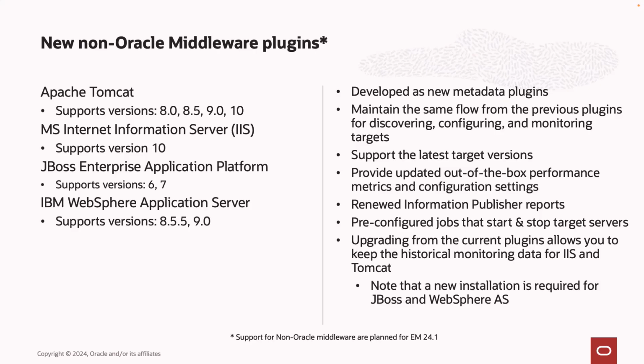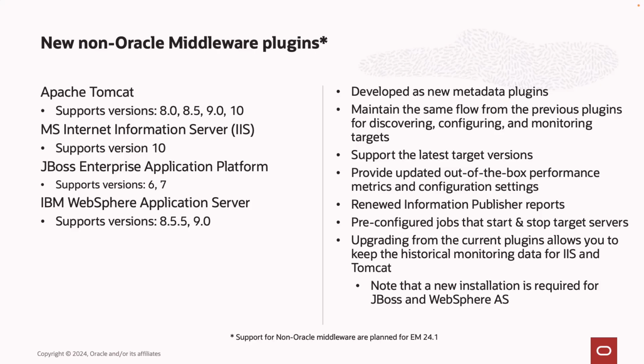These plugins provide updated out-of-the-box performance metrics and configuration metrics for the supported target versions. The plugins also support the information publisher reports for each target type, and they have pre-configured jobs that allow you to start and stop the target server remotely from the Enterprise Manager console.